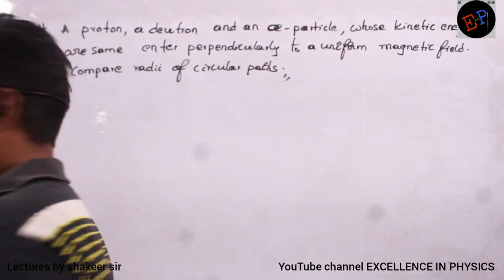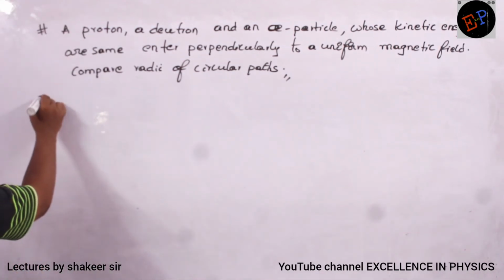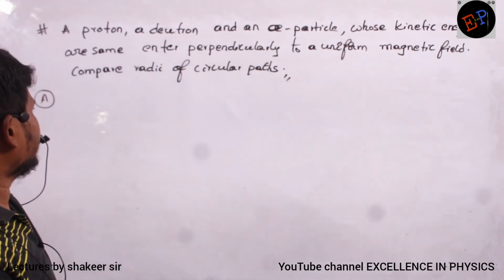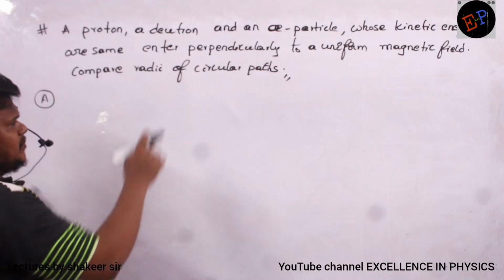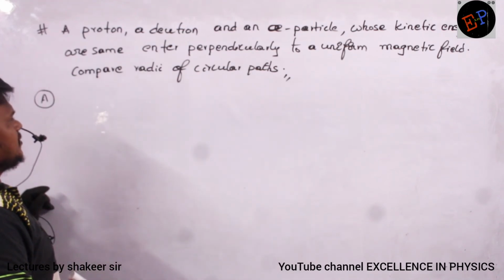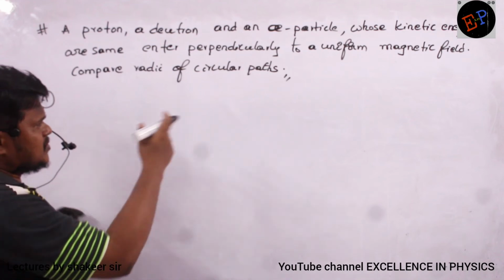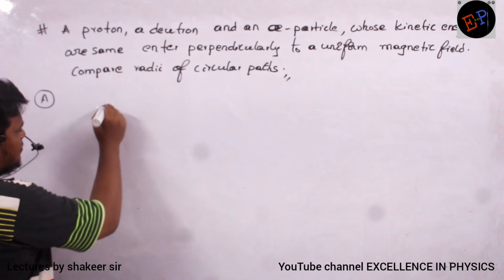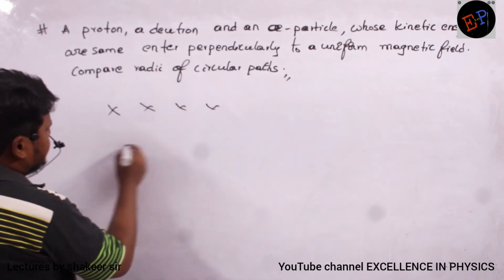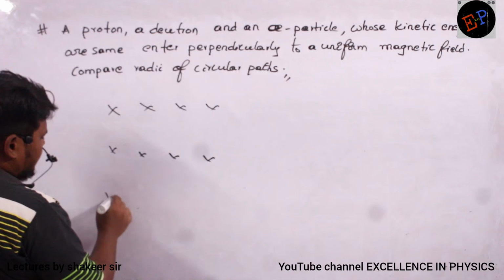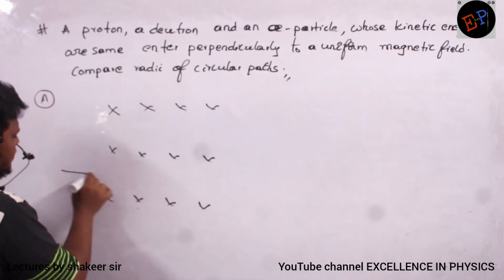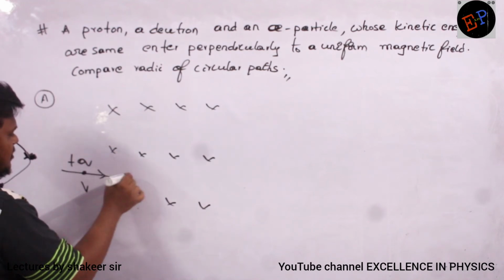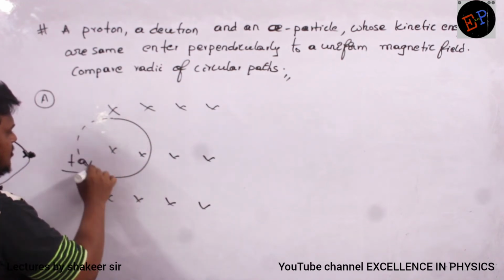So this is the given question. A proton, a deuteron and an alpha particle whose kinetic energies are the same enter perpendicularly into a uniform magnetic field. Then compare the radii of their circular paths. Clear? So yesterday what we studied is that when this is the magnetic field, and a positive charge enters the magnetic field like this with a particular velocity, then it traces a circular path. This is what we have studied, no?